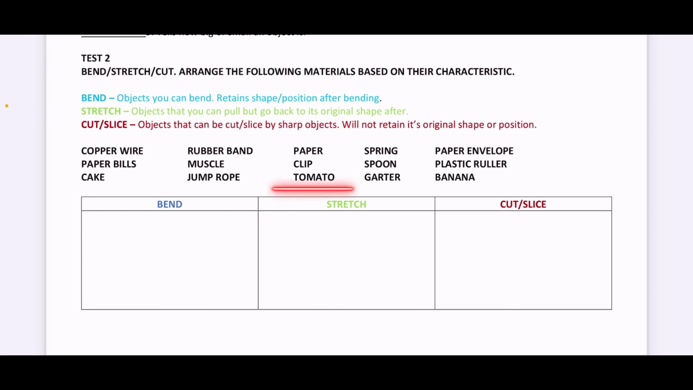We have tomato. Can this one be bent? Can this one be stretched? Or can this one be sliced? Next, we have garter. Does this one bend? Does this one stretch? Or can it be cut or sliced? Next one, we have banana. Can this one be bent? Can this one stretch? Or can this one be cut or sliced?